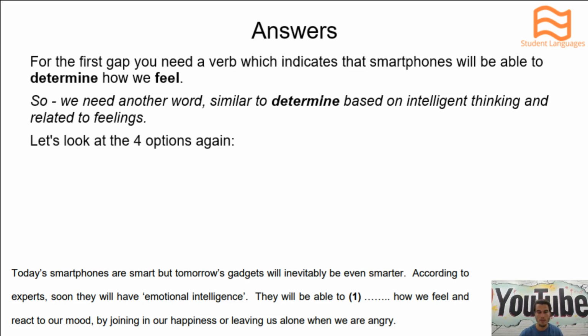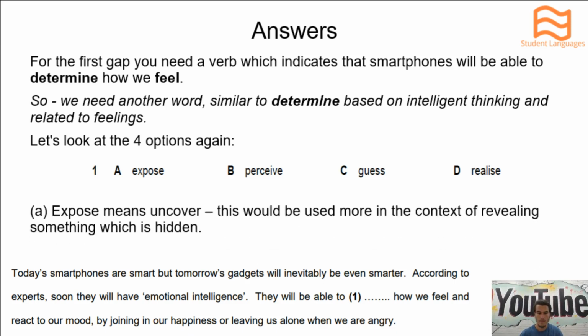So let's look at the 4 options again. Expose, perceive, guess and realize. And now let's look at their individual meanings. So A, expose, is another way of saying uncover. This word would be used more in the context of revealing something which is hidden. But we're not talking about revealing something which is hidden there. So that is not the correct answer.